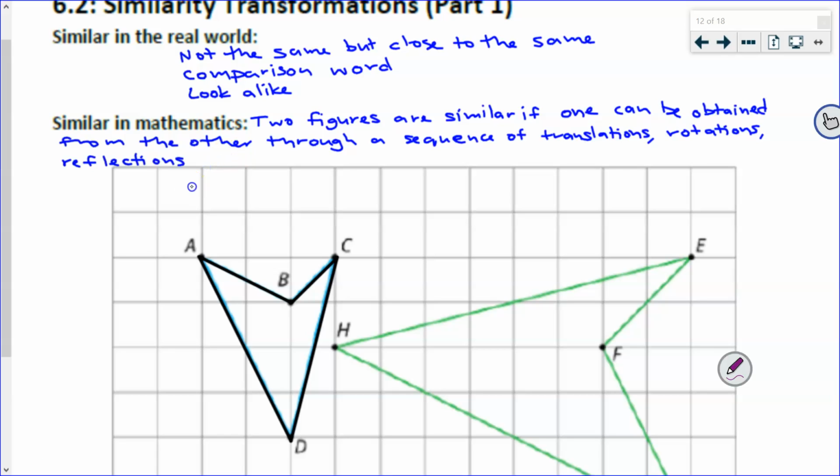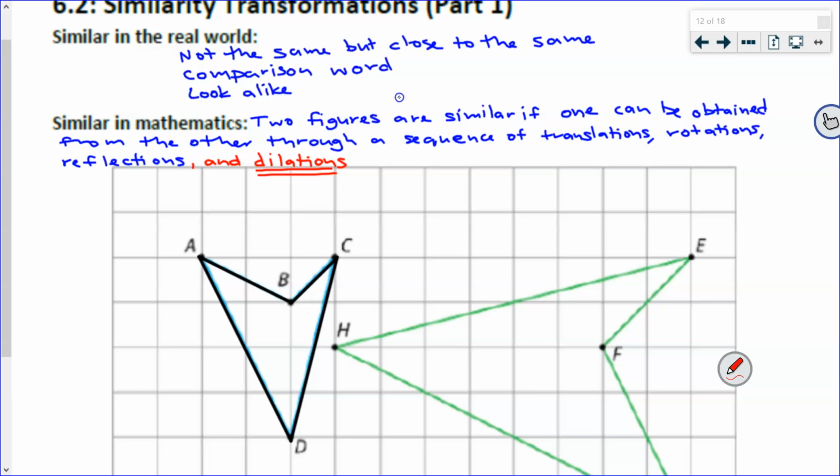So in the past, we would always say through a sequence of rigid transformations, meaning translations, rotations, reflections, but now we've got something else. Our new transformation is dilations. So I'm not saying rigid transformations anymore. I'm listing the specific transformations and including a new one: dilations. That's really the only difference between similarity and our last definition that was similar to this, which is congruence.